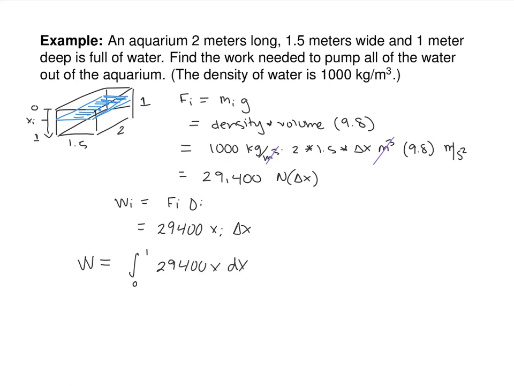And this integral is pretty simple. To integrate, 29,400 divided by 2 will be 14,700 x squared from 0 to 1, which is 14,700. Remember that work is measured in joules.